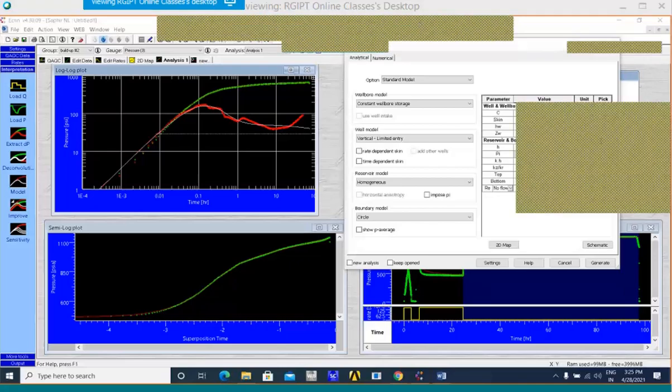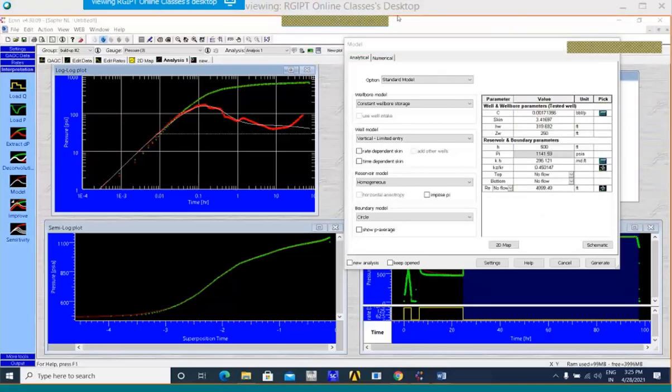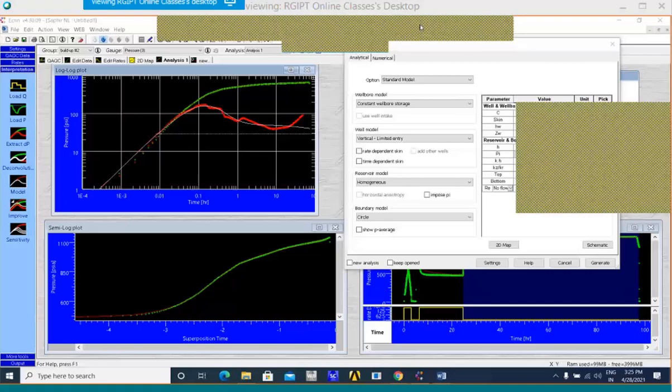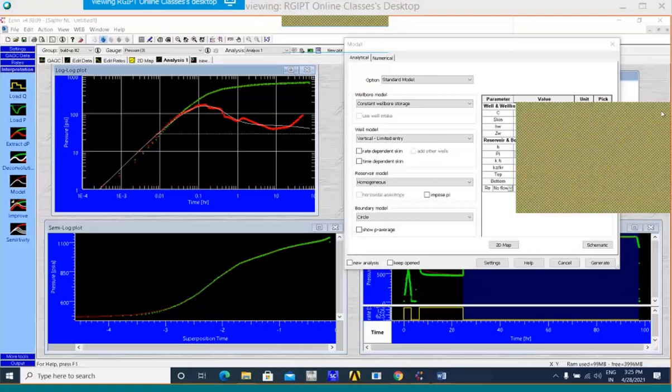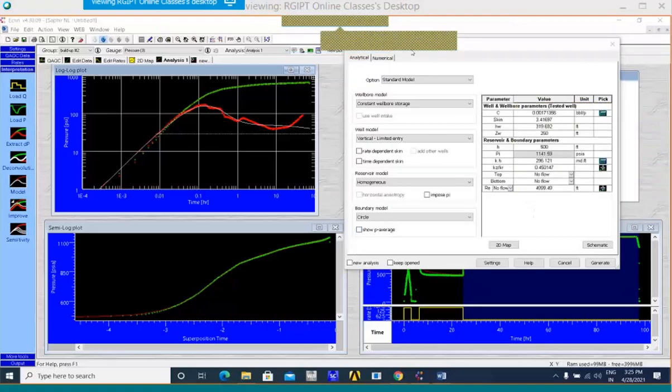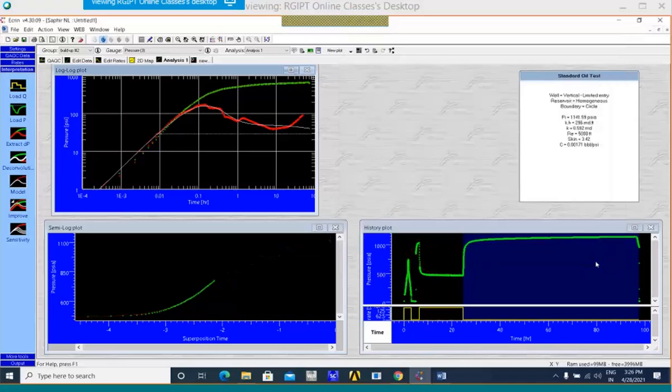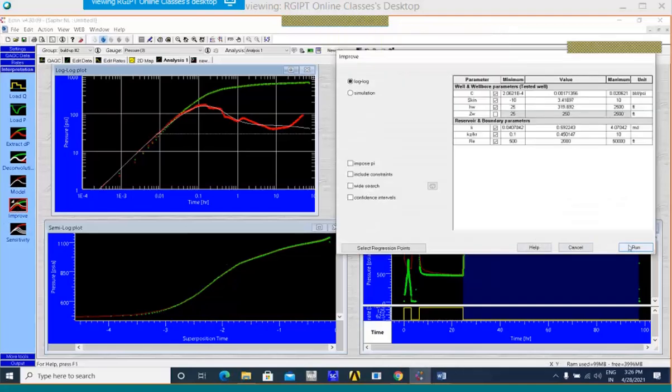Anurag said change in RE value. So it means, Anurag, you are considering a closed system. Okay. So what I'm doing actually, decrease the value of RE. So RE is here. Suppose we reduce this to 2000, and I'm going to improve this.